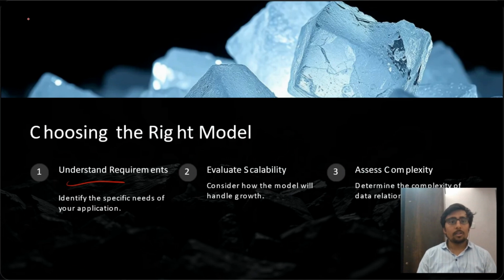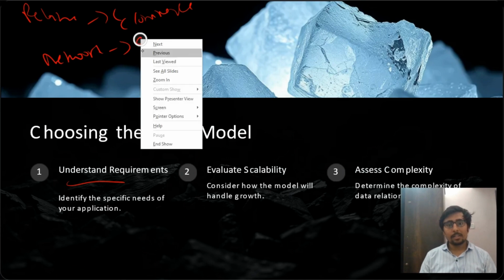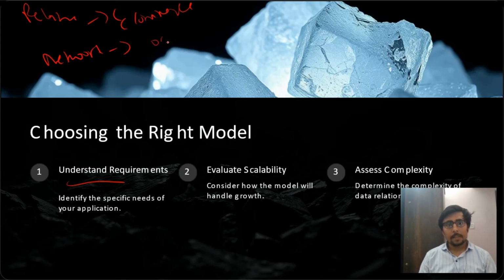For example, for a relational database, we can take e-commerce. Similarly, for the network model, an example is social media. For object oriented, enterprise software such as CAD, as I mentioned. And the hierarchical model is basically best for parent child relationships.